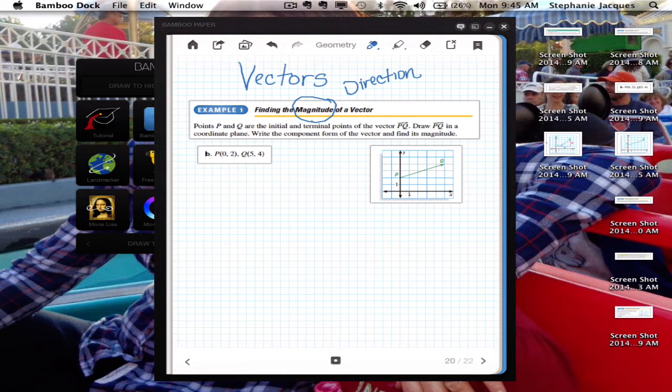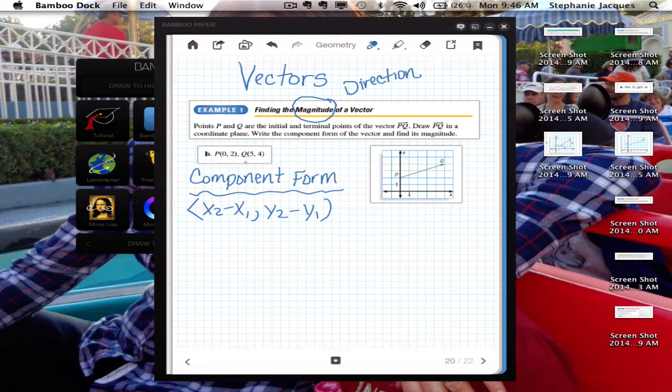And now what we're going to do is we're going to find the component form. So go ahead and just put component form. And all that is subtracting your x's and your y's. So it's going to look something like this. And we looked at it before. x2 minus x1, comma, y2 minus y1.